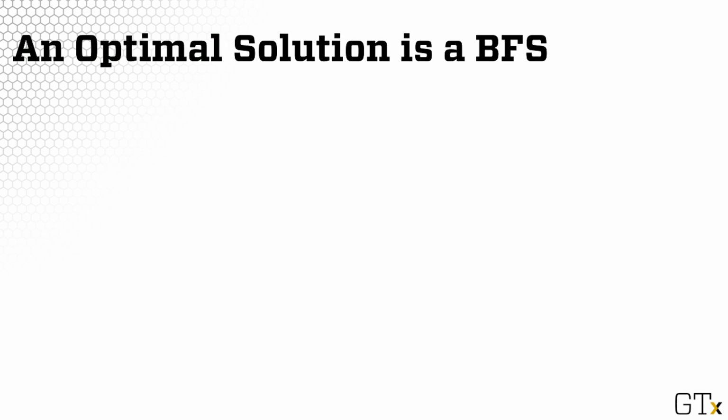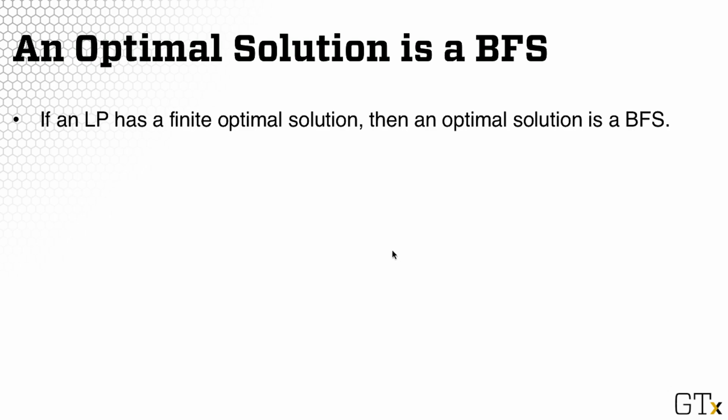So why is a basic feasible solution important? Because they are actually optimal solutions, or they contain an optimal solution. So if an LP has a finite optimal solution, meaning it does not go to positive infinity or negative infinity, especially, if you minimize, it does not go to negative infinity. If you maximize, it does not go to positive infinity. Then that's what we call finite optimal. So if an LP has a finite optimal solution, then an optimal solution is a basic feasible solution.